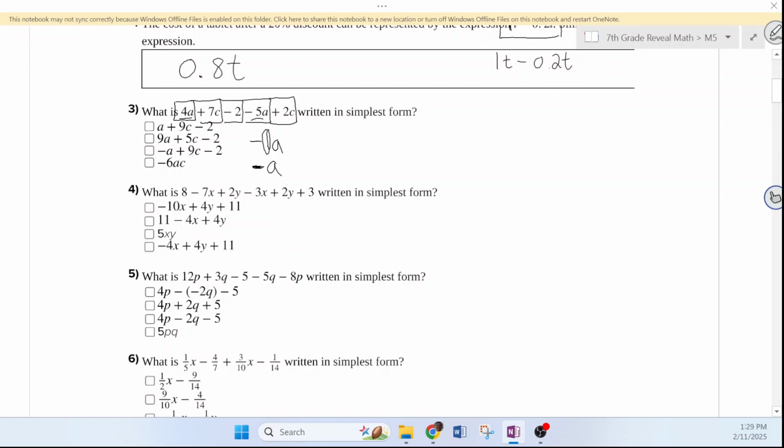All right, and then we'll do the c's. So that's these. I give it 2 lines to show that they go together. That's a plus 7c and a plus 2c, so that becomes plus 9c. And then this, I'll give this one 3 lines. It's all by itself. We just can bring that along for the ride, and we get our answer here. All right, now, number 4.